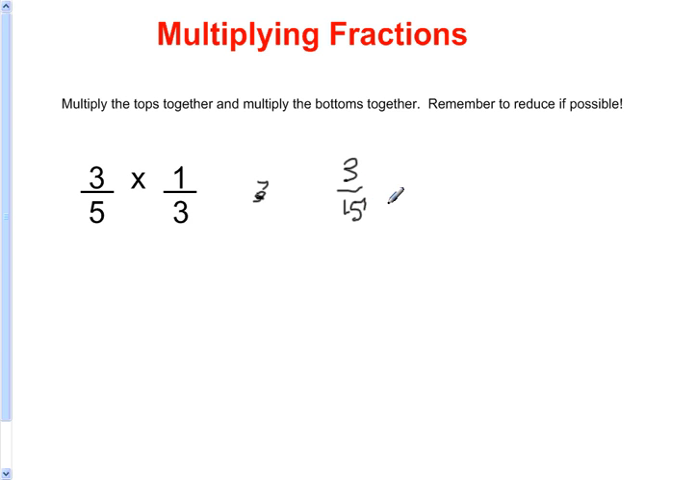So 3/5 times 1/3 is 3/15. And how can we reduce this? Well, we can divide both of these by 3. And if we divide top and bottom both by 3, we're going to get 1 over 5. There it is. Easy to do, multiplying fractions.